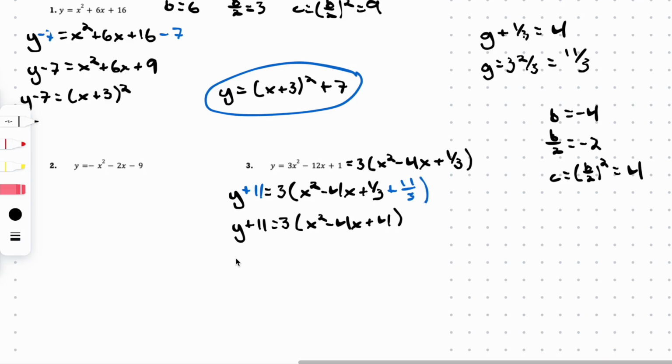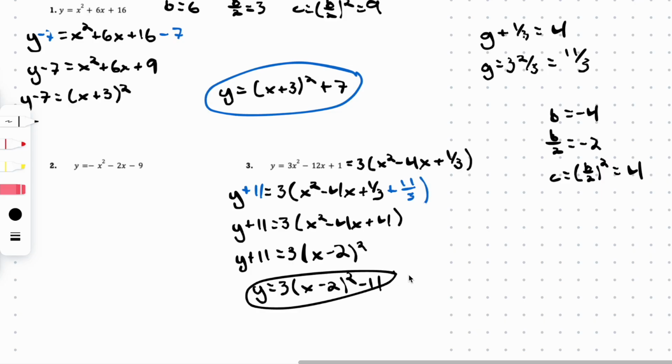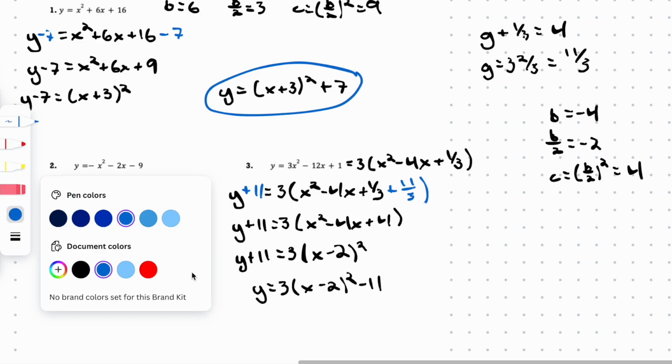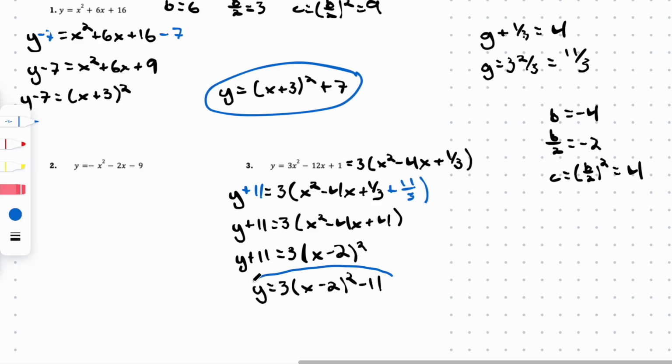Now I'm just going to rewrite that parentheses as a square of a binomial, where it's x plus b over 2, and our b over 2 value is negative 2, so I'm going to say x minus 2 squared. Move this 11 over by subtracting, and we get an equation that looks like this. That wasn't the best circle, but let's just do this in blue. Feeling very colorful today.